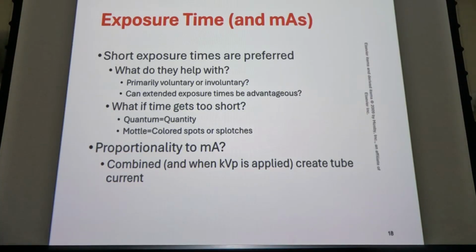So back when we used to use films, there seemed to be a component, the overall mAs getting too low would absolutely introduce quantum mottle. But there was also a component of just time all by itself that could introduce that. And I'll make this illustration.